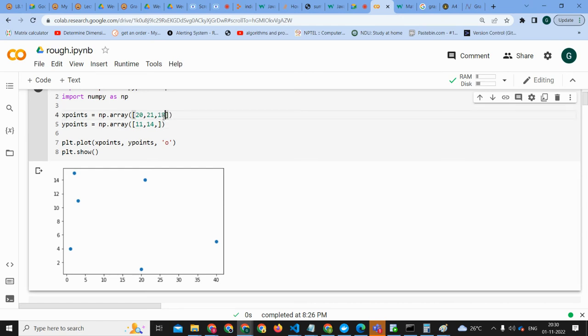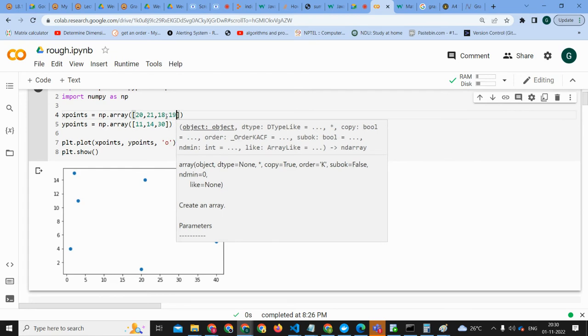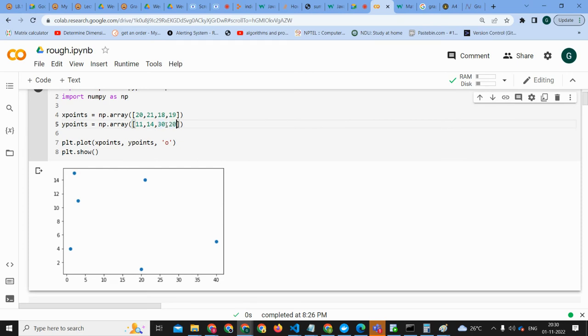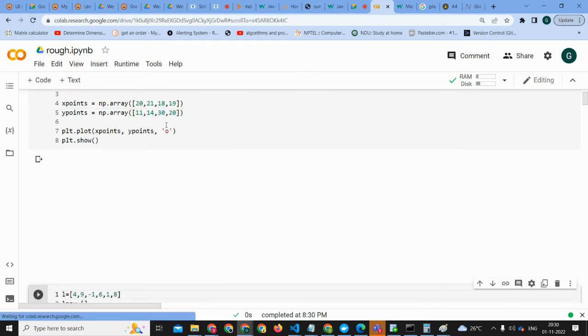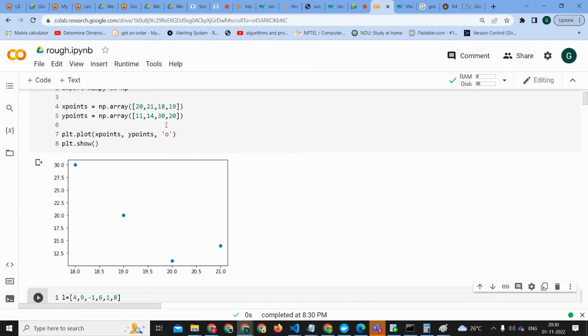So 18, and on the right hand side we can put anything. I can give 30 also, comma 19, comma 20. Okay, I'm going to upload this. Wait a minute, what is happening? I thought it would come in the vertical way. Actually, it is vertical only, but it's taken from 18 to 20.